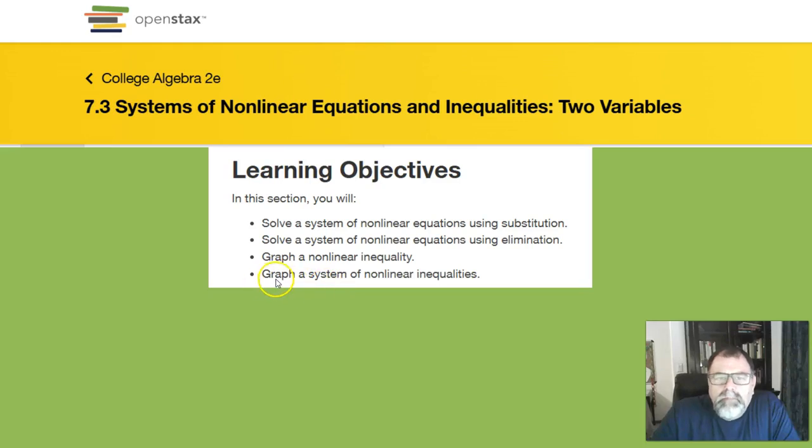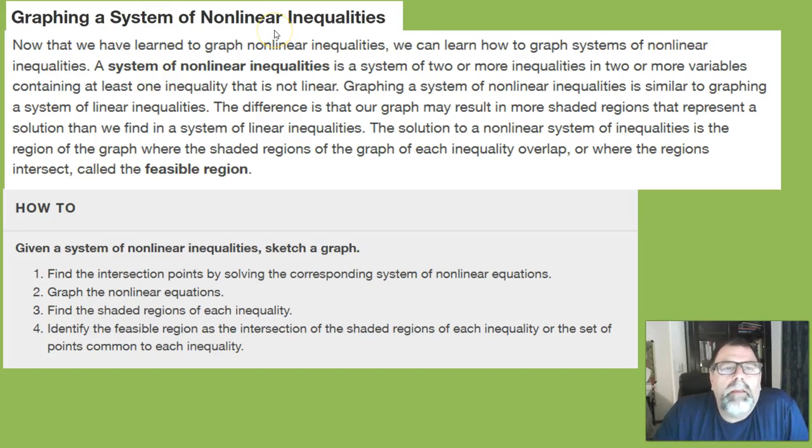And our last learning objective for this section: graph a system of nonlinear inequalities. A system of nonlinear inequalities is a system of two or more inequalities in two or more variables containing at least one inequality that's not linear. Graphing a system of nonlinear inequalities is similar to graphing a system of linear inequalities. The difference is that our graph may result in more shaded regions that represent a solution than we find in a system of linear inequalities.